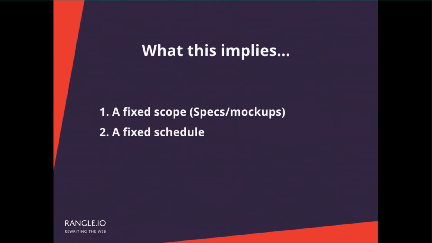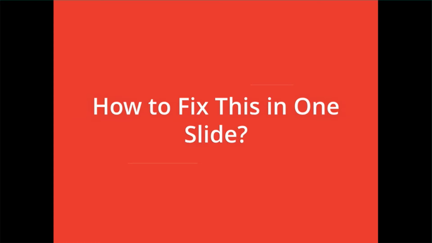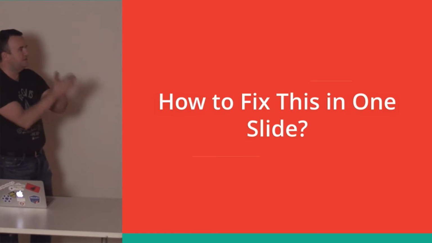This implies a fixed scope, that there were specs and mock-ups, a fixed schedule. Did any conversations happen? Was this an Agile project, or was it really just a waterfall project with a lot of chaos and really not a lot of discipline? So this is how do we fix it?